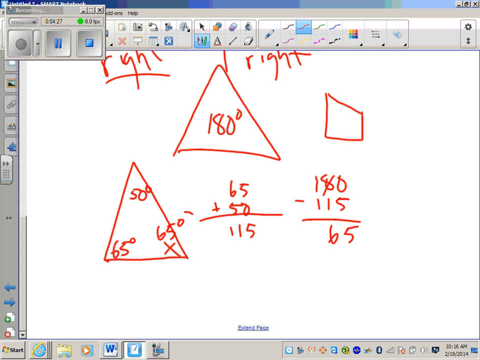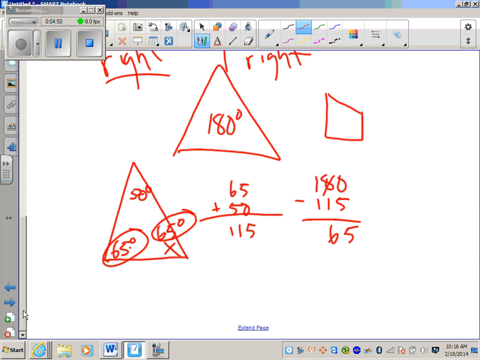Is that okay that I have a 65 and a 65? Yeah, it's totally fine. What would we classify this triangle as based on its angle measurements? It's acute because they're all less than 90. So you add up what's already there, subtract it from 180 to find the missing measurement.